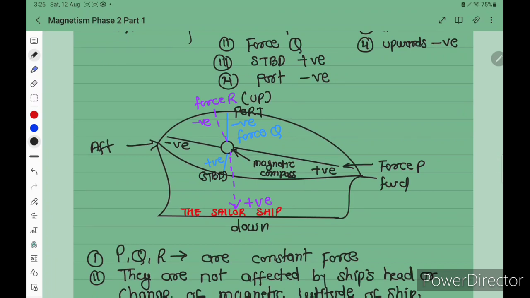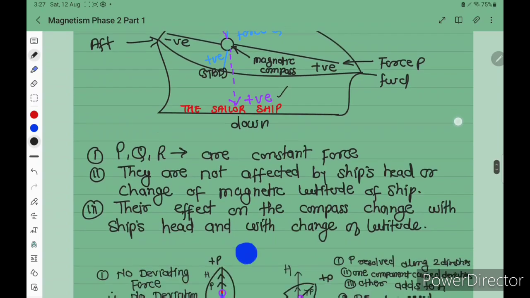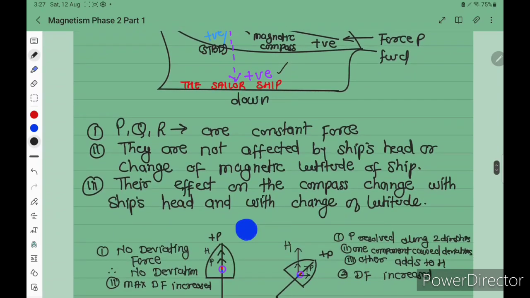The force P, this red black line, is positive and that's negative. Force Q, you see the blue line, the starboard side is positive and the port side is negative. And this pink or purple line, you can say the downward side is positive and the upward side is negative. So forces P, Q are all constant forces. They are not affected by ship's head or change of magnetic latitude of ship. Their effect on the compass changes with the ship's heading and with change of latitudes.